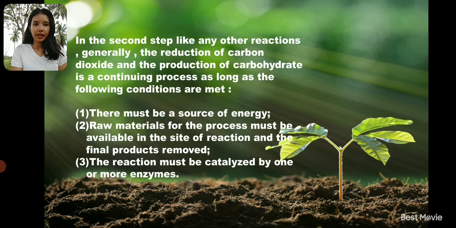In the second step, like any other reactions, the reduction of carbon dioxide and the production of carbohydrate is a continuing process as long as the following conditions are met. There are three conditions. First, there must be a source of energy. Second, raw materials for the process must be available at the site of reaction and the final products removed. And third, lastly, the reaction must be catalyzed by one or more enzymes.